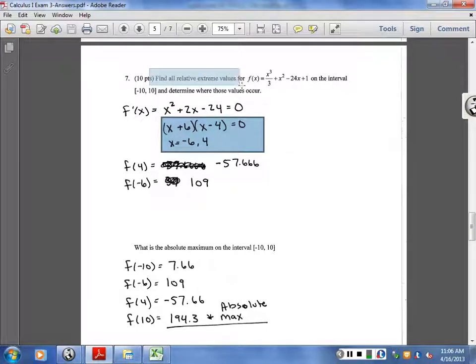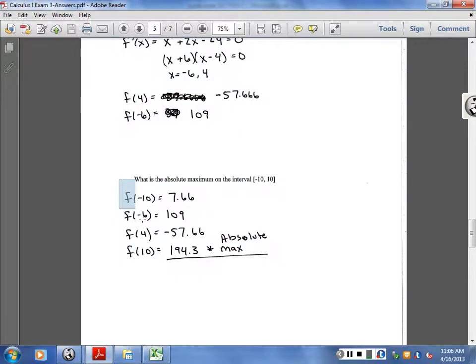Find all the relative extremum values on this closed interval. So I need to test the endpoints and the critical values. Turns out at 10 I have a maximum. And that's all I wanted, the absolute maximum.